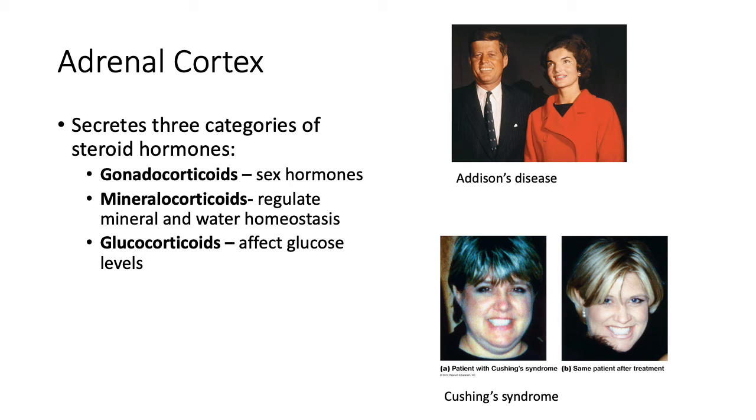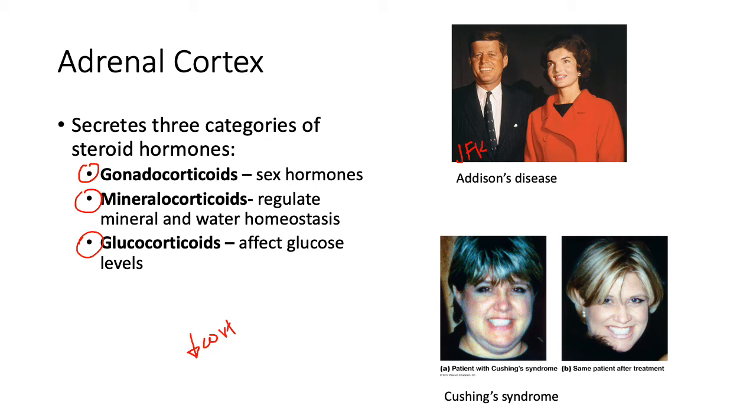There, again, are lots of different types that are described in more detail in your textbook, but just to keep things a little more simple, I really want you to focus on just knowing that there are 3 categories of hormones that are released by the adrenal cortex. Just to give you an example of how the regulation of these hormones is important, take Addison's disease, which JFK actually had. Addison's disease is marked by a low production of cortisol, which is a type of glucocorticoid.